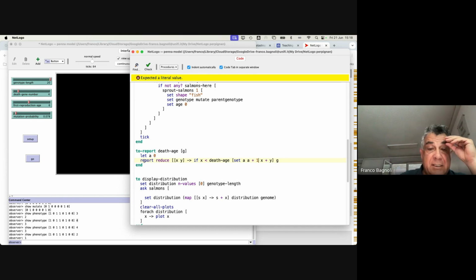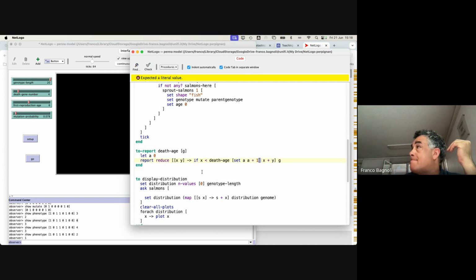Now, because here it wants a report. So I'm trying to write down a report with a side effect, but it's not really liking this. But first of all, there is this. Let me see. Reduce expected two inputs. An anonymous reporter. This. No. But this was checked. No. So here, if no, so okay.